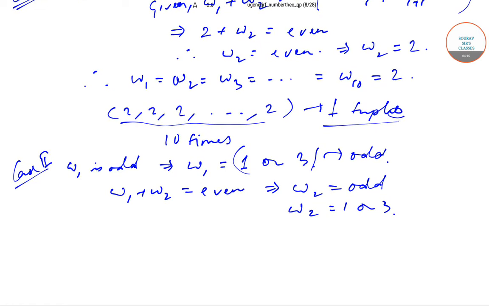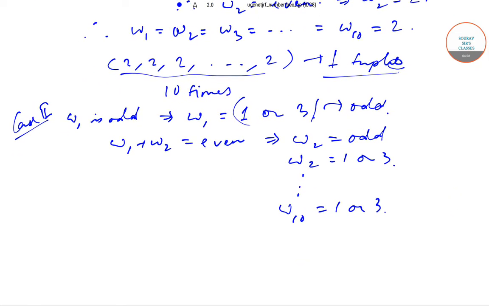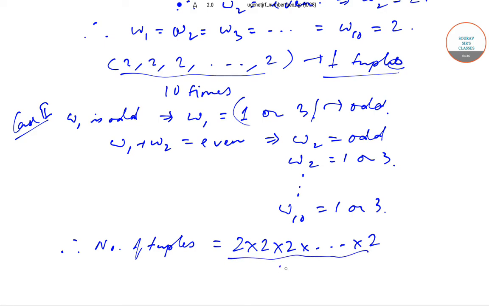Therefore W1 has two choices, W2 has two choices, and that will go on up till W10, which will also have two choices, either 1 or 3. So each element has two choices. Therefore the number of tuples will be: W1 has two choices, W2 has two choices, W3 has two choices, and that will go on up till W10, 10 times, and this will be equal to 2 to the power 10.